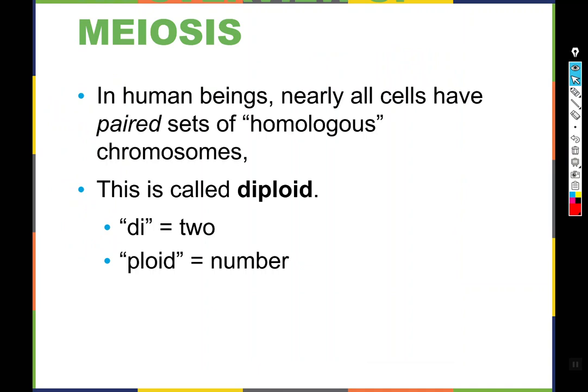So, just to be fastidious about our definitions, in human beings, nearly all cells, so the exception there, nearly all means not gametes, have paired sets of chromosomes called homologous chromosomes. And we call this condition diploid. So, di means 2 and ploid means number. So, ploidy is the number of chromosomes in each chromosome group. Humans are diploid. Gametes, sex cells, are haploid so that we can combine them with the cells of another individual. And as we discussed in lab, strawberries are octoploid.